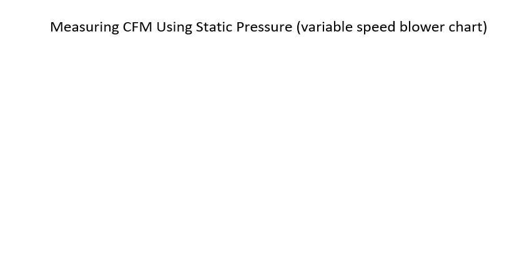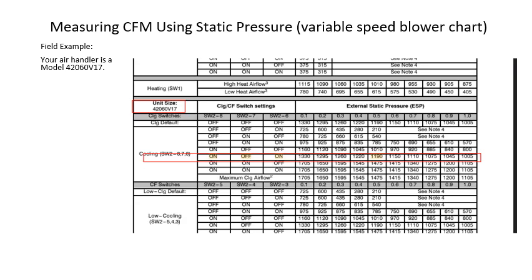So now let's demonstrate how to calculate CFM using external static pressure. In this case, we have an air handler, a gas furnace that is a 42060 V17. This is an actual furnace that's made by Bryant. And this is their blower data from their installation manual. You can either find this manual by the unit if the installer's left it, or you'll have to pull it up online if it's not available on site.